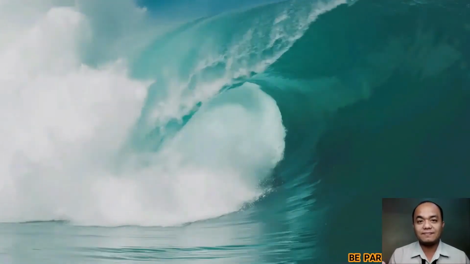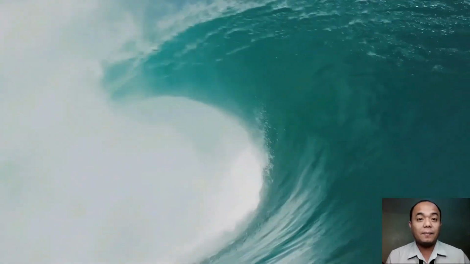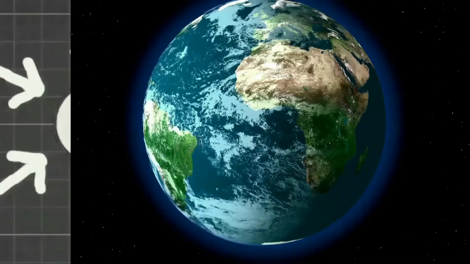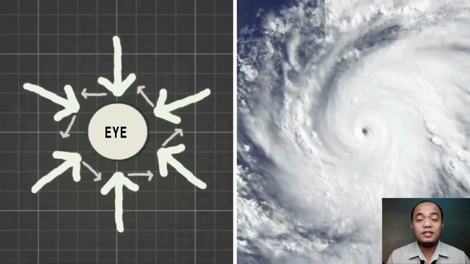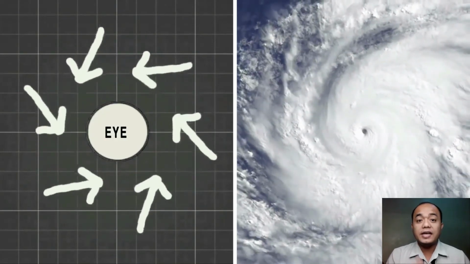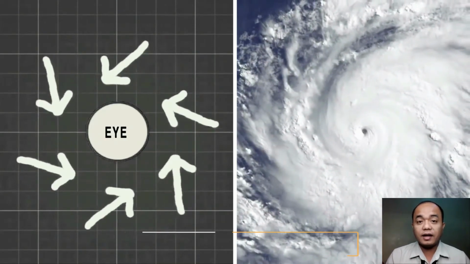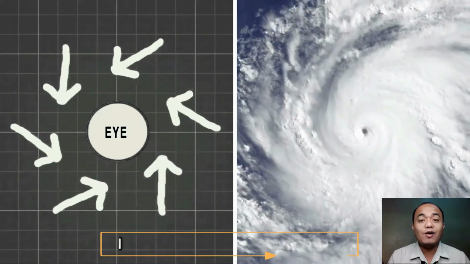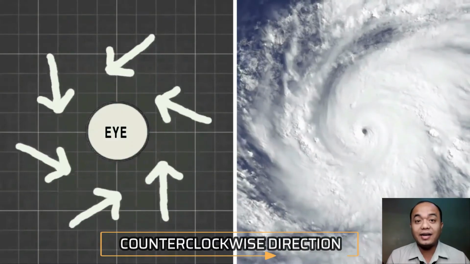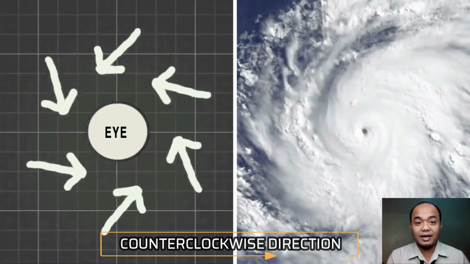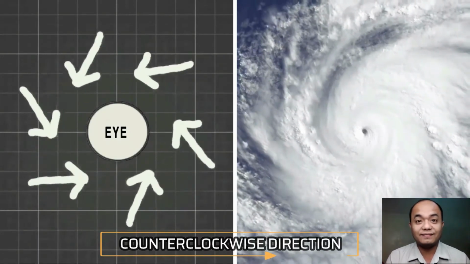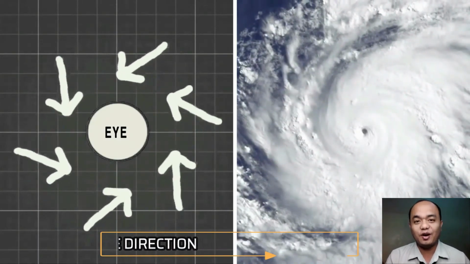Aside from this, ano pa yung epekto ng paglihis ng mga hangin? Yes, Coriolis effect influences the spinning direction of the typhoons. Here in Northern Hemisphere, typhoon spins in counterclockwise direction. Dahil ang Pilipinas parte ng Northern Hemisphere, then ito yung direksyon ng ating mga bagyo dito. At dahil yan sa Coriolis effect.